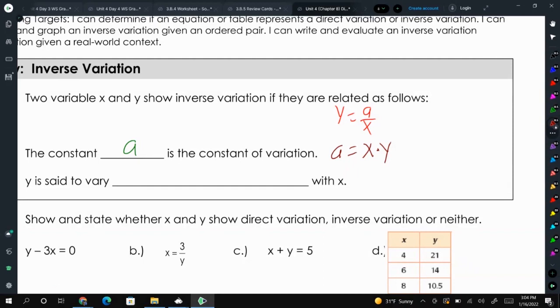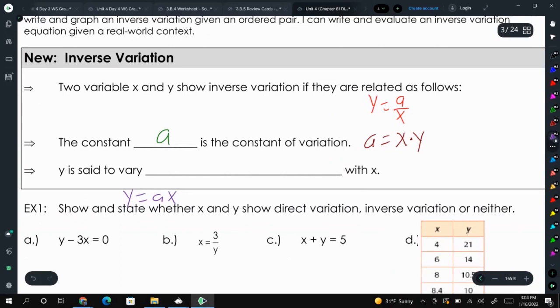So this can get a little bit confusing because with inverse variation, the general equation is y equals a over x, but to find the constant of variation, you multiply x and y. Whereas with direct variation, that equation was y equals a times x, and to find the constant, you divided x and y. And in word problems, we see the word inversely. That's how you will know to use this formula.